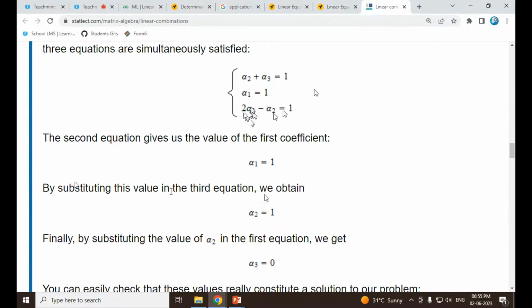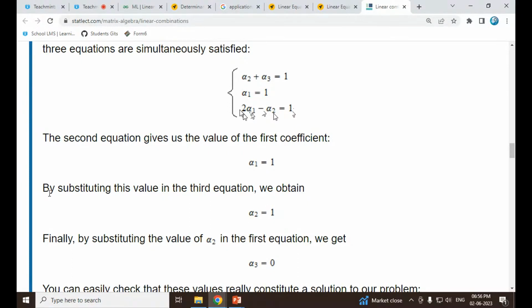2 alpha minus A2 alpha 2. What is that? We have three equations. I make them as A2. Then we have A1 equal to 1 ready. Then 2A1 minus A2, minus A2.